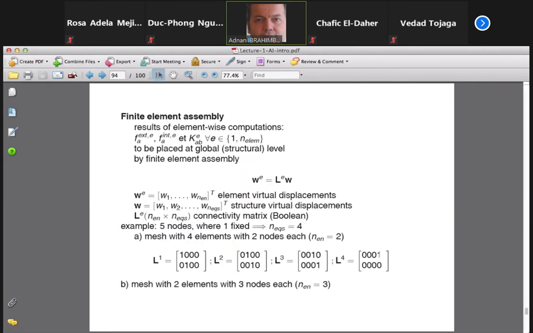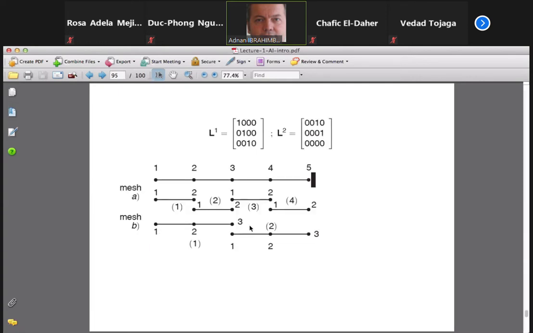Now, if you have the same thing, that means 4 of these active nodes and virtual displacements, but now the mesh is for 3-node elements. Your connectivity matrix for the first element is: 1, 2, and 3 locally is the same as 1, 2, and 3 globally. And for the second element, 1, 2, and 3 locally is shifted here. So there's place for 1 and 2. They are the same as 3 and 4, but there's no place for the last one.